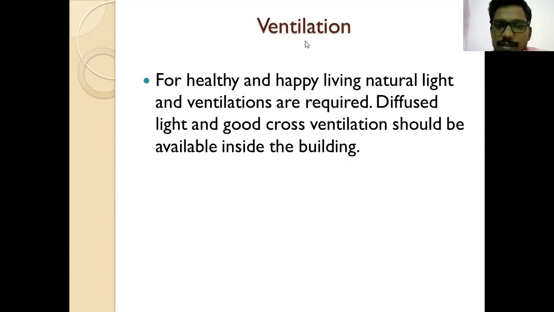We can also provide the ventilation by artificial means, that is, equipment that runs on electricity, maybe a ceiling fan, table fan, then a cooler or air conditioner. Those units also we can provide as per the requirement in a particular unit or room.